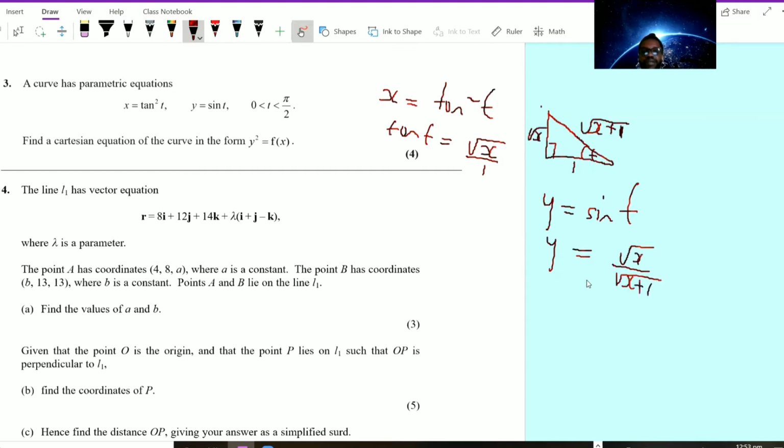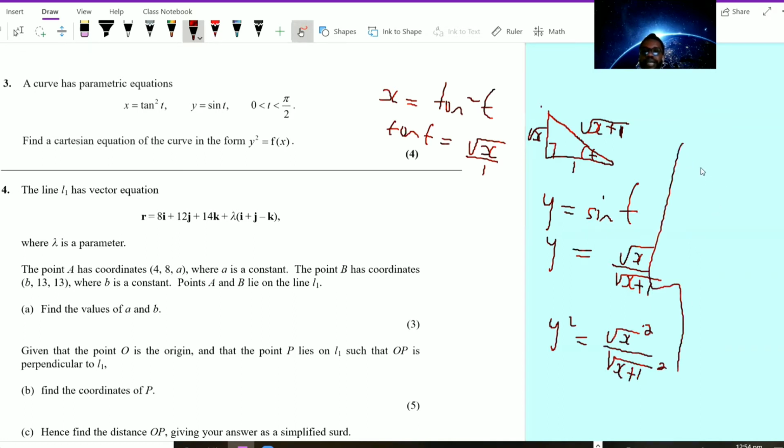Of course, we don't like how this looks because we want it in the form y squared equal to f of x. So I'm going to square both sides. Now, the beauty about this is that when I square a fraction, I can simply just square the numerator and I can square the denominator. Same thing as squaring everything. All right. Now, what happens when you square something with a root?